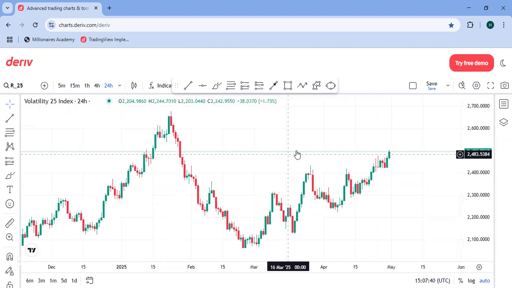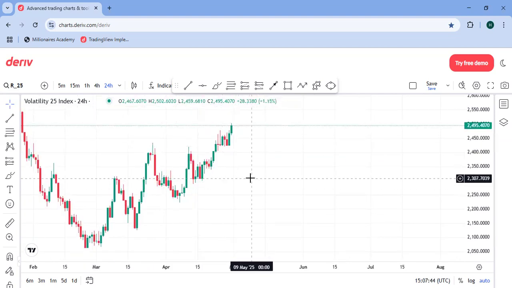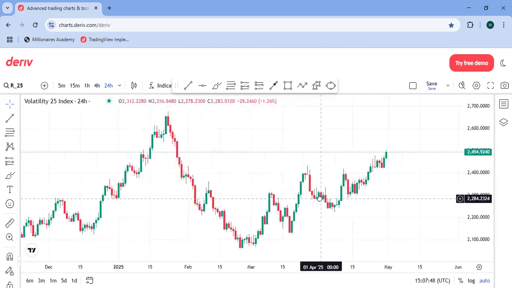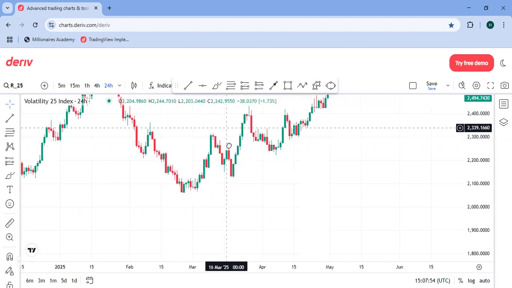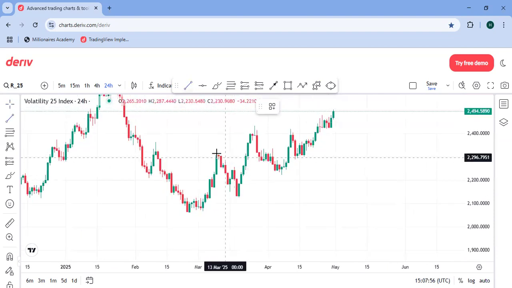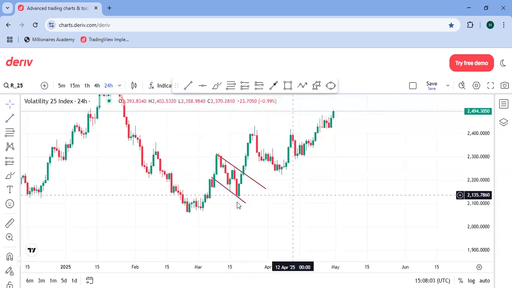Let's look for a simple continuation setup that we have on this chart. Let's see if I can find one. All right, now for example, this one here, on this screen on this time frame, there is a continuation setup here. I hope you can see that. This is a clear continuation setup on this time frame, but it's a daily time frame.